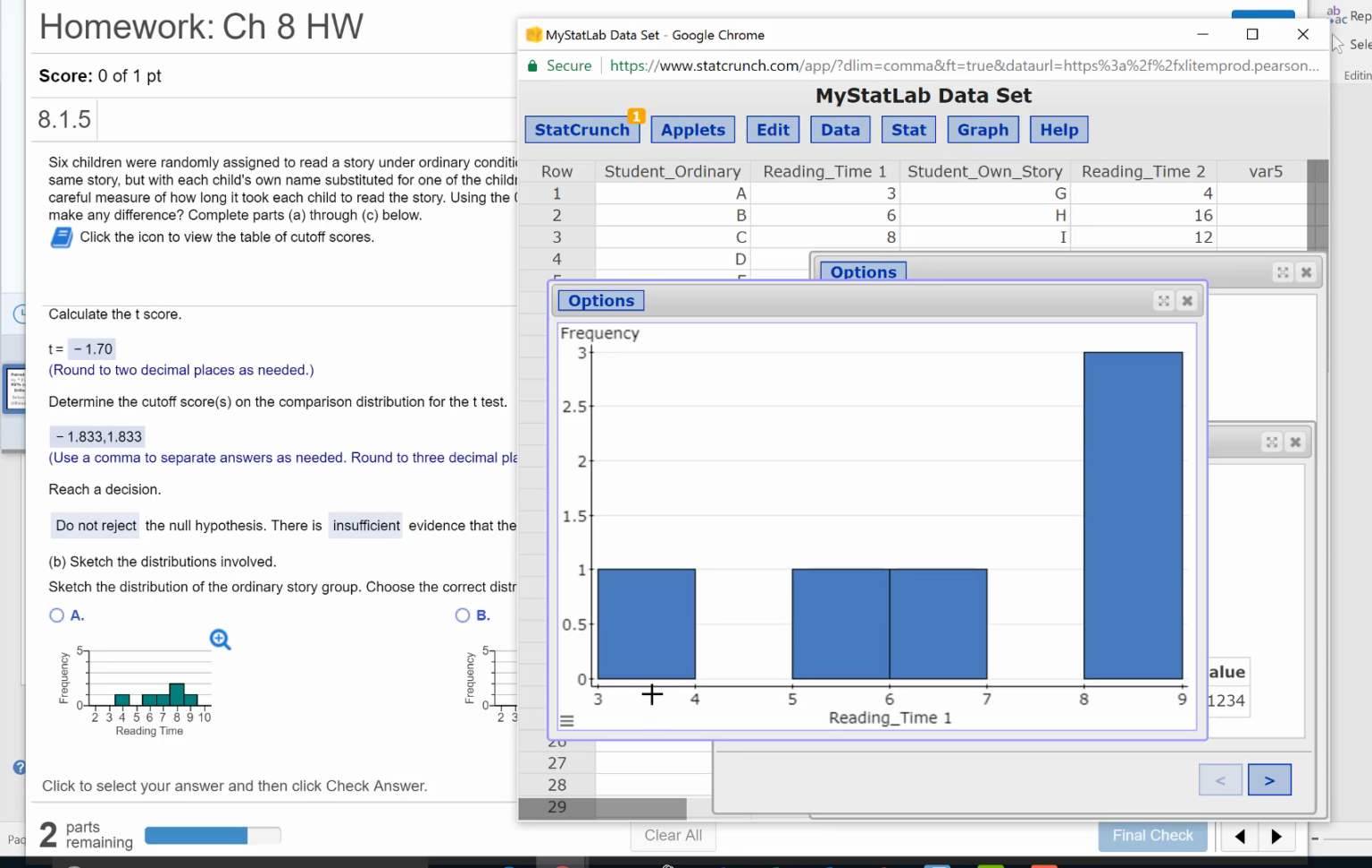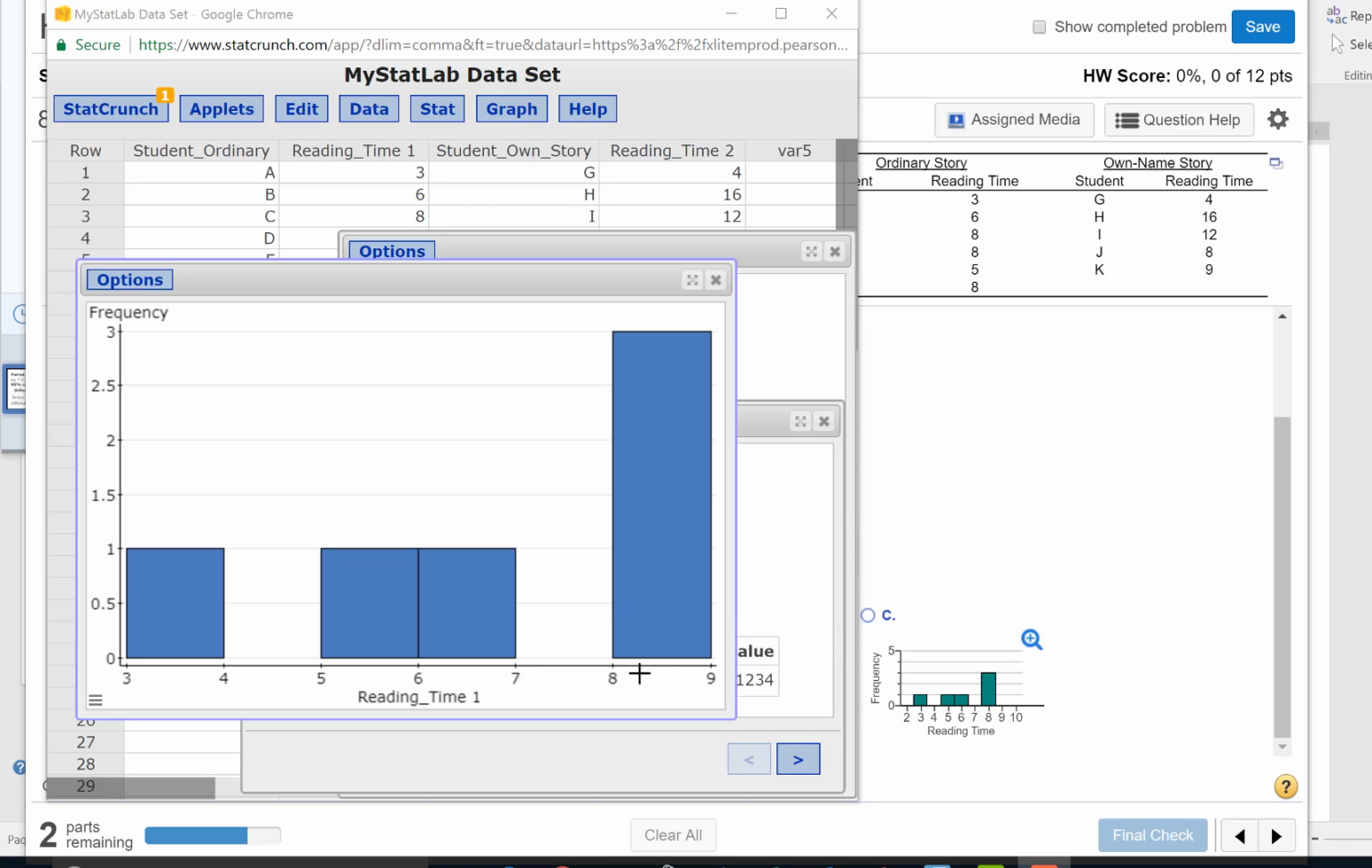Looks like they kept the same bin width, so it's going to be slightly different, but it should have the same shape. Right, so we're going from flat shapes here all the way to a peak. So the only one that matches that is this C version. This one probably didn't need the technology to do that, right? You can kind of see we've got one that's in 3, one's in 5, one's in 6, and then there are 3 that are in 8.